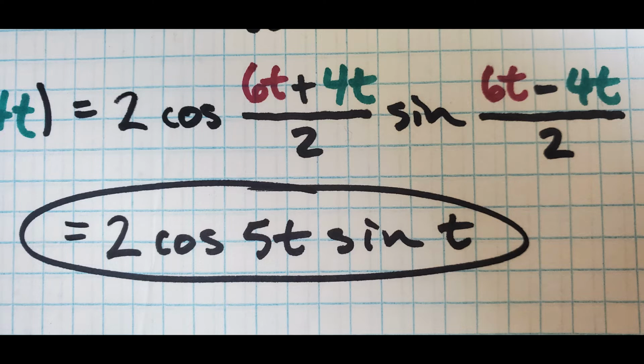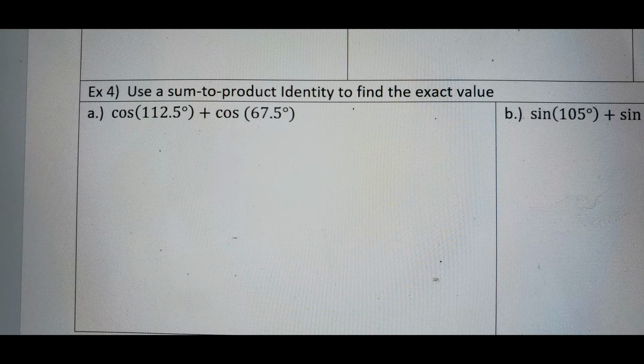And the way I got that was 6t plus 4t is 10t. Cut that in half, you get a 5t. And then 6t minus 4t is 2t. 2t divided by 2 gives us t. Okay, so example 4. Similar thing. These ones are actually going to give us values because they're going to give us stuff that's on the unit circle. So we have cosine plus cosine.